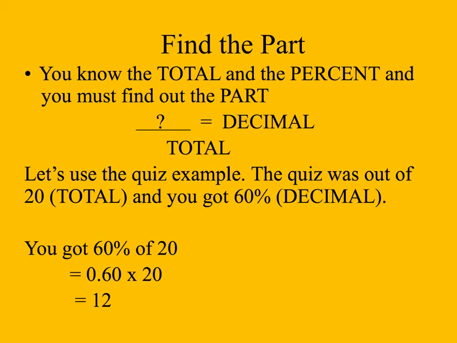So finding the part means finding the numerator. It means that we know the total and we know the percent, and then we just have to either work backwards, rearrange the equation, or use what we already know to figure out the part, or the numerator. So let's try this example.